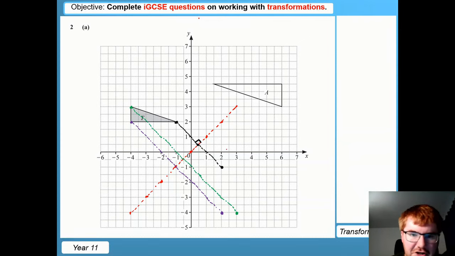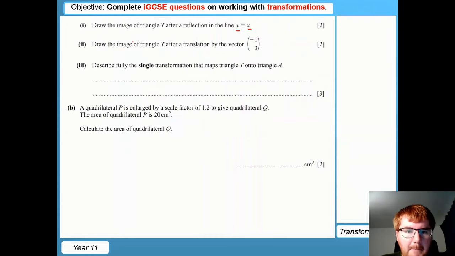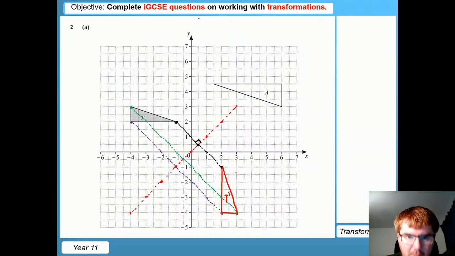And now I'm just going to put my shape into red so I connect up all these points to give myself the triangle that I'm looking for. Again, I'm going to call this T dash to indicate that this is the image that I was looking for in this question. If you check the mark scheme, you see you get 2, minus 1, 2, minus 4, and 3, minus 4, which lines up with what we got there.